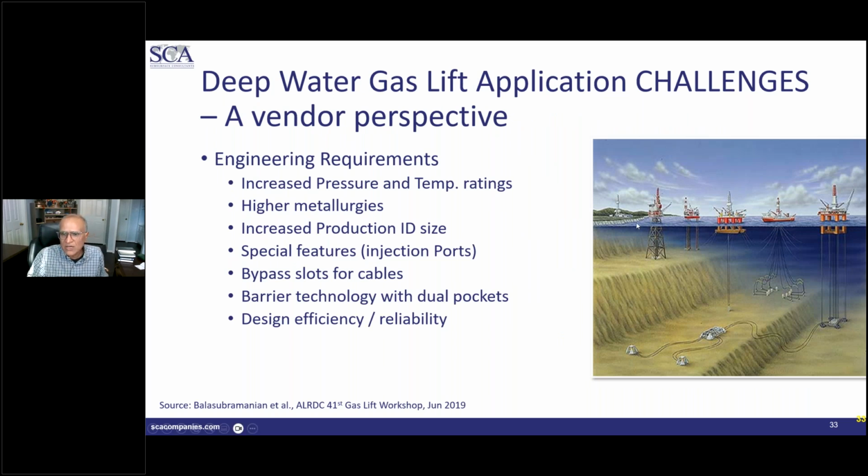Vendors who are being asked to provide this system that can handle subsea gas lift have to look at increased pressure and temperature ratings. Metallurgies are different, and they require special features, like bypass slots for cables. Remember, there are some measurement devices that are being lowered inside. And then there is a barrier technology with your pockets.